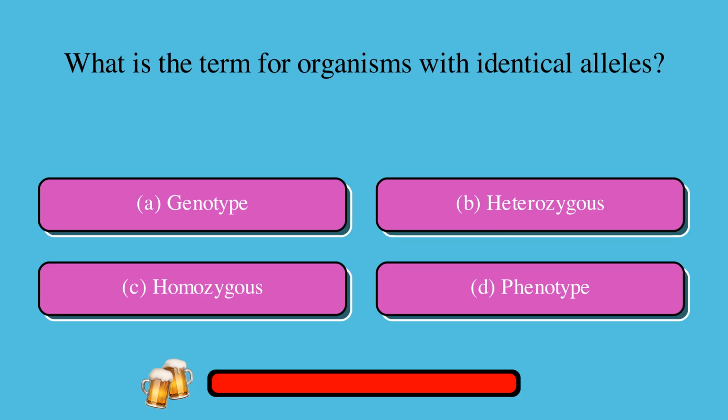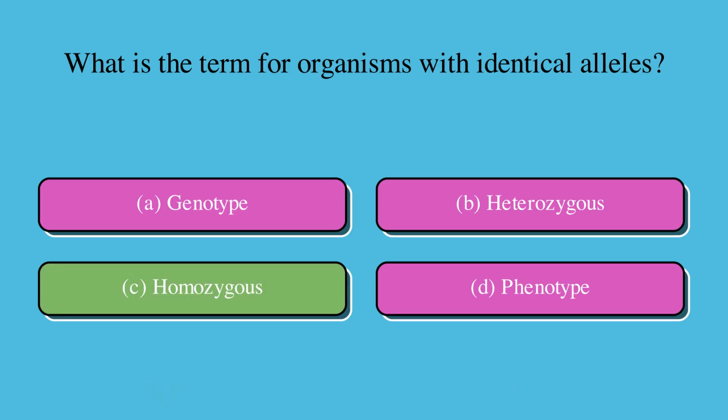What is the term for organisms with identical alleles? A. Genotype, or B. Heterozygous, or C. Homozygous, or D. Phenotype? The correct answer is C. Homozygous.